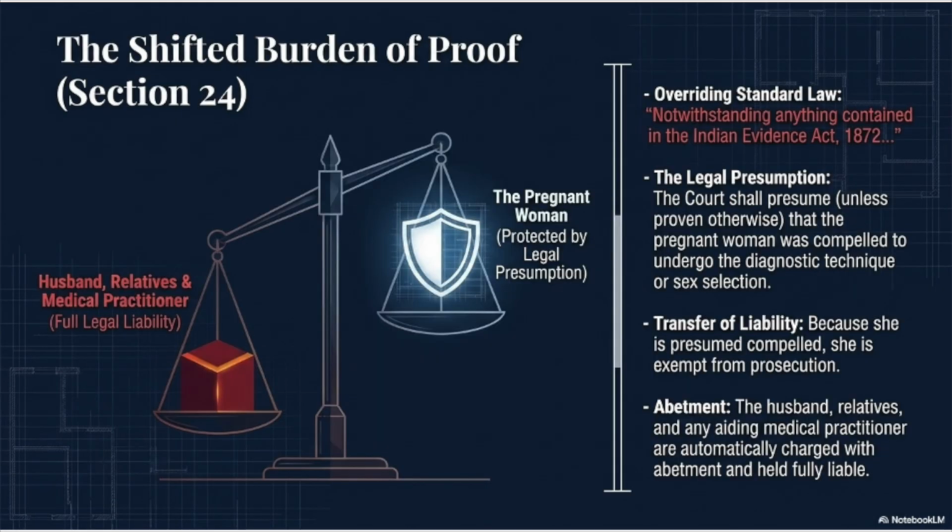One of the most distinctive features of the Act is the shifted burden of proof under Section 24. Notwithstanding the Indian Evidence Act of 1872, the court presumes, unless proven otherwise, that the pregnant woman was compelled to undergo the diagnostic technique or sex selection. Because of this presumption, she is exempt from prosecution, while the husband, relatives, and any aiding medical practitioner are automatically charged with abetment and held fully liable.